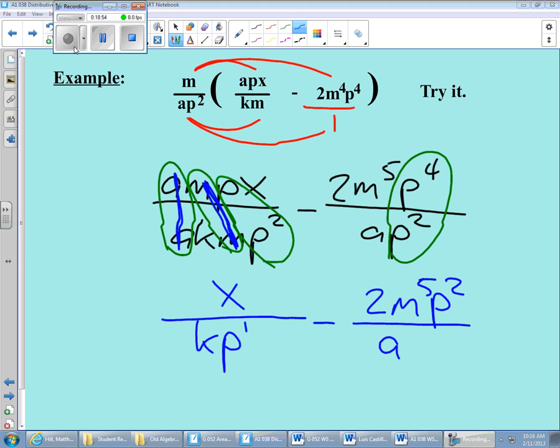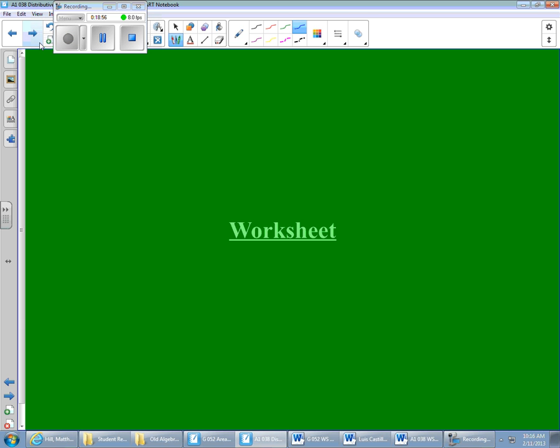All right, that's pretty much all we've got from here on out. Let's see if we can't get a little practice on it. So let's get the worksheet.